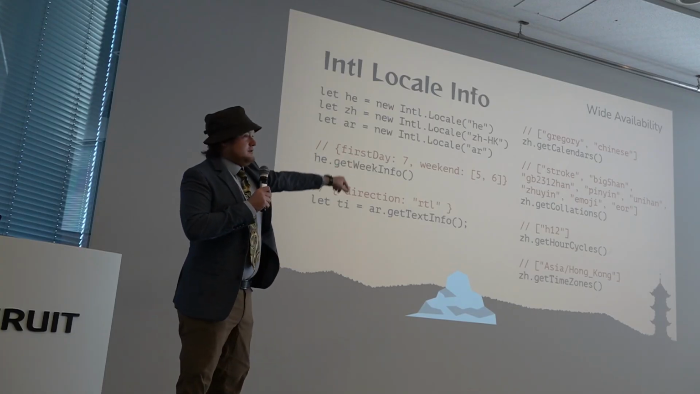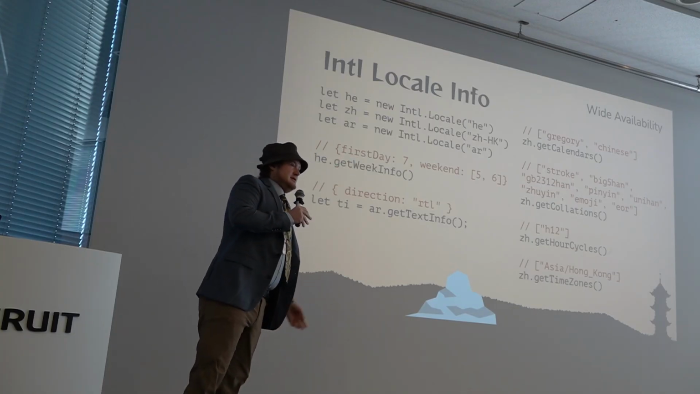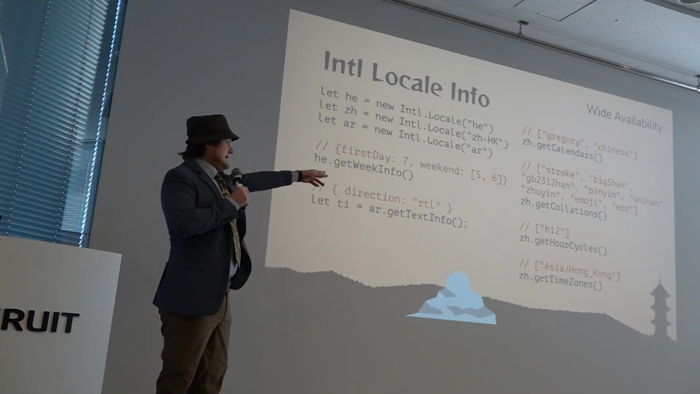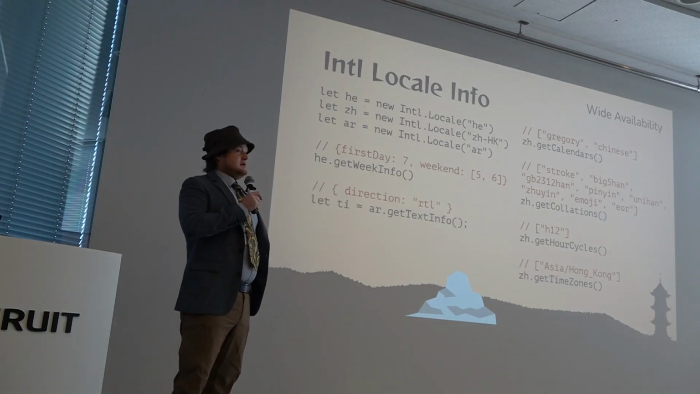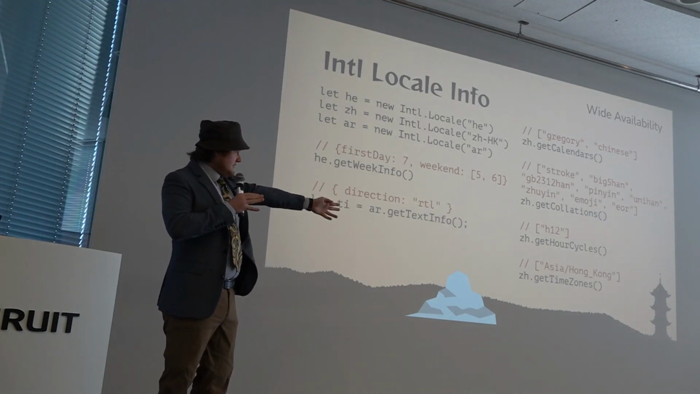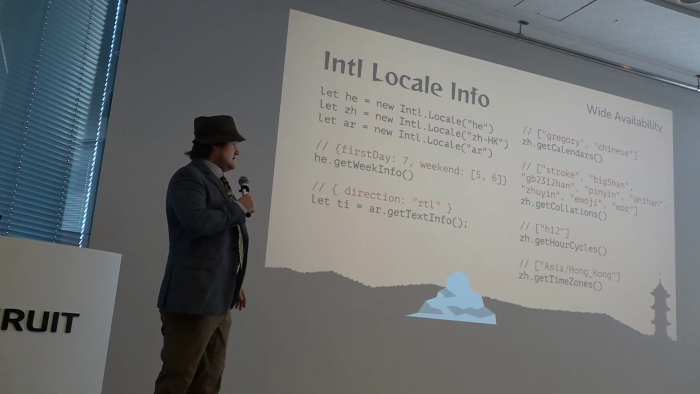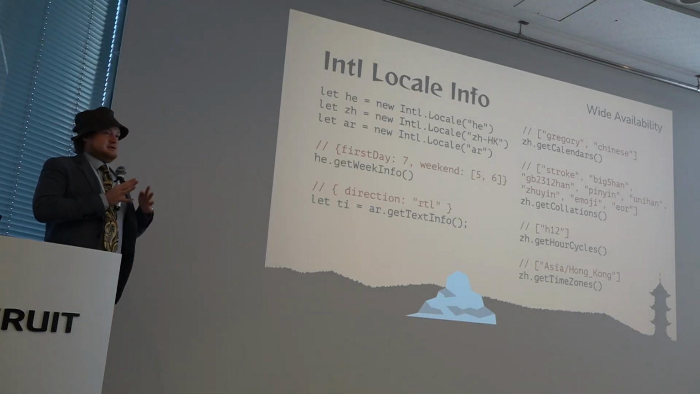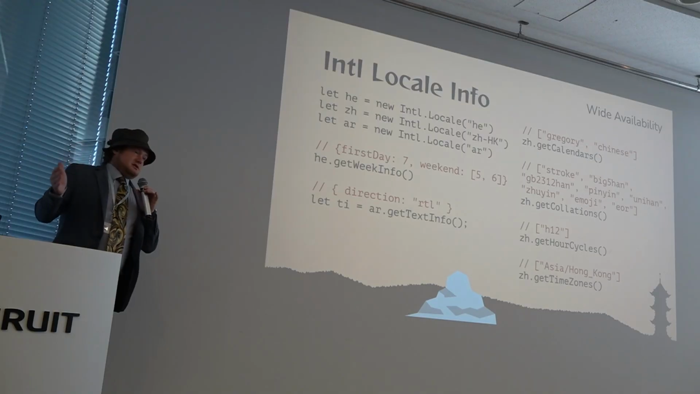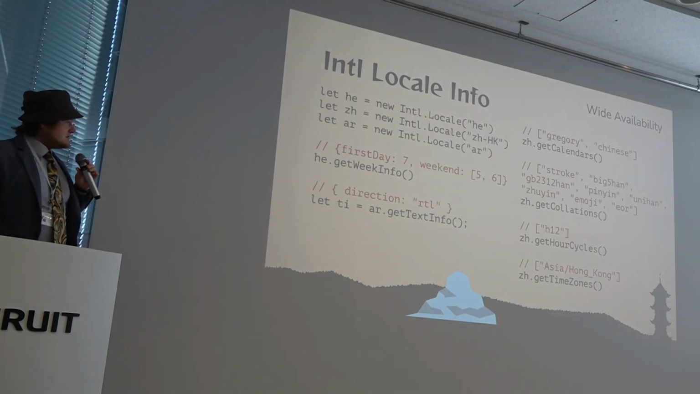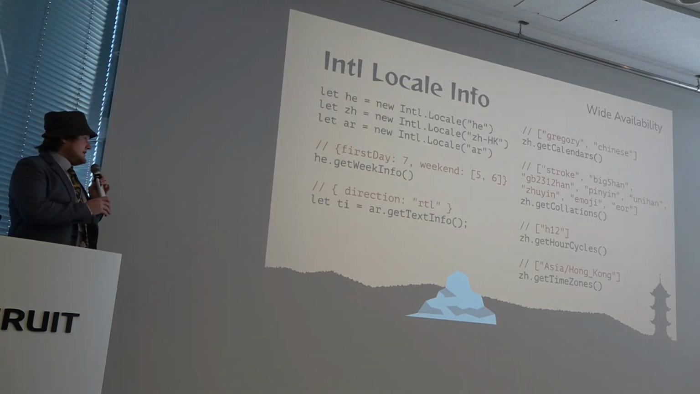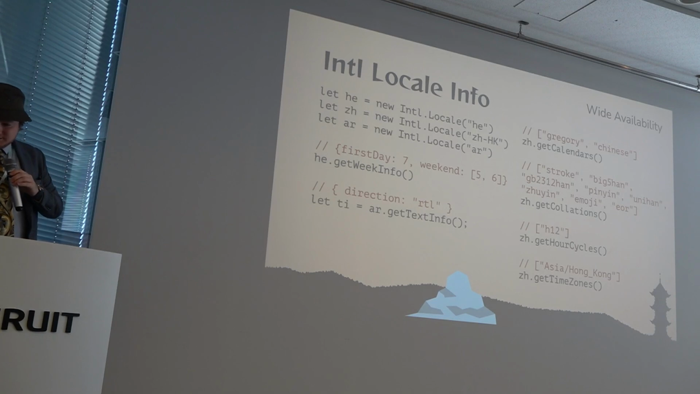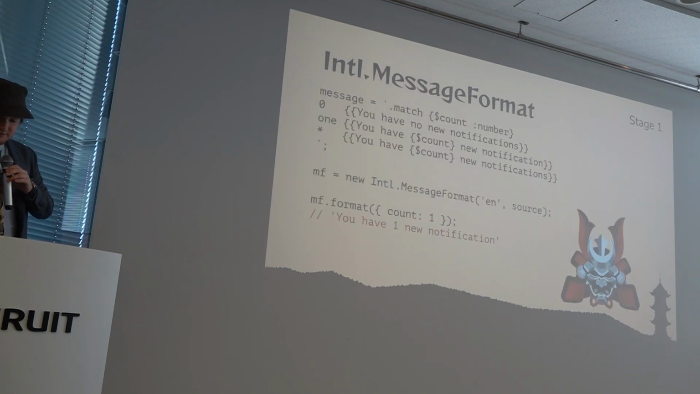You can get the preferred calendar systems, maybe to let users pick multiple types of calendar systems. Collations, that's how you do text sort orders, hour cycles, time zones, and so forth. So this is an important API for how you can build user interfaces that are friendly and customizable. So that's been out now for about a year, so that's cool.